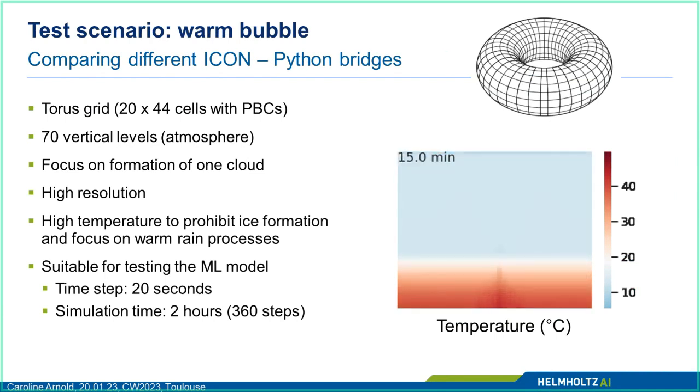So this is what you see here in the GIF. It's a warm bubble that is rising. When it starts to cool, it starts to rain. And this is really a good method to study only the warm rain processes, and ice formation is prohibited and so on. And it requires only 2 hours of simulation time. So in Fortran, it runs in about 30 seconds, which makes it really great to experiment with.